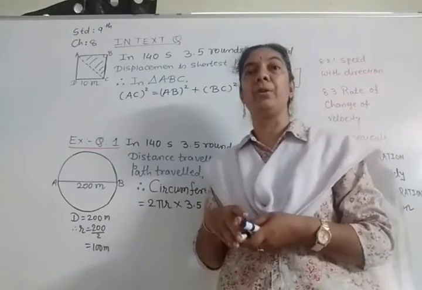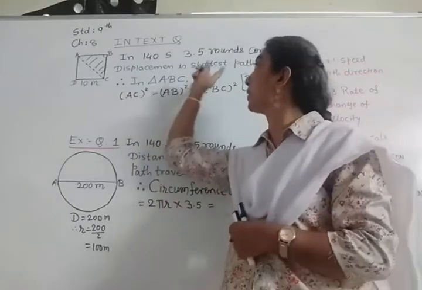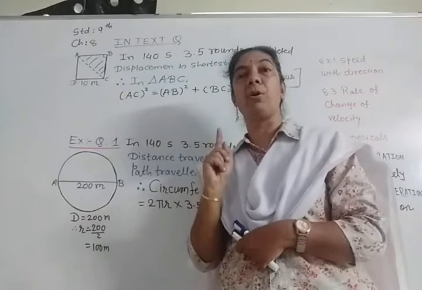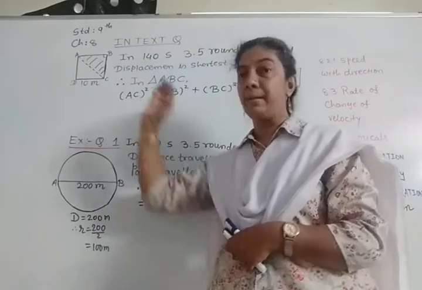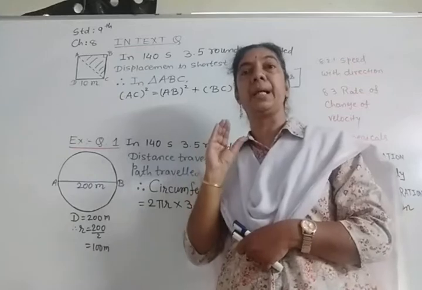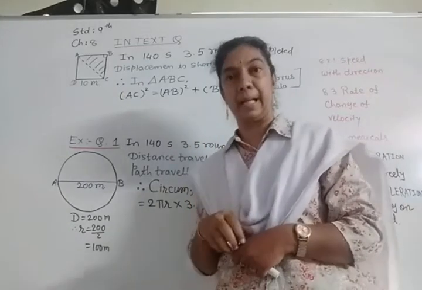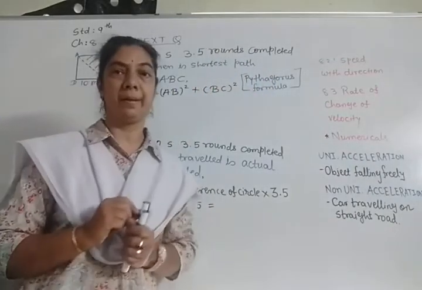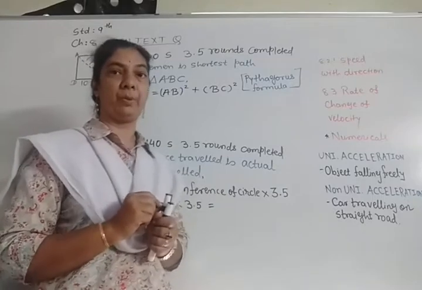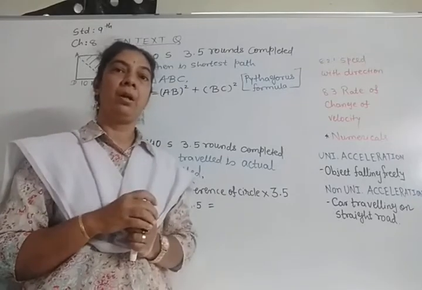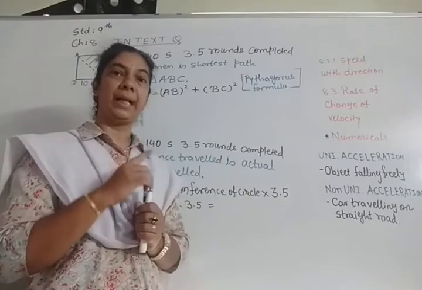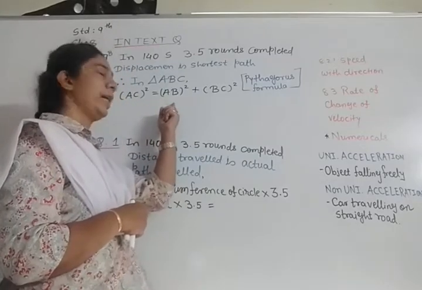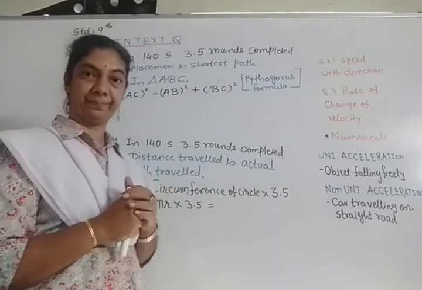And we have to find out the displacement, which is the shortest path. So from A to C, the shortest path will be the diagonal of the square. And this part, if we are considering, then it will be the right angle triangle. So according to Pythagoras theorem, we have the formula for finding the diagonal or the hypotenuse of the right angle triangle as AC square is equal to AB square plus BC square.